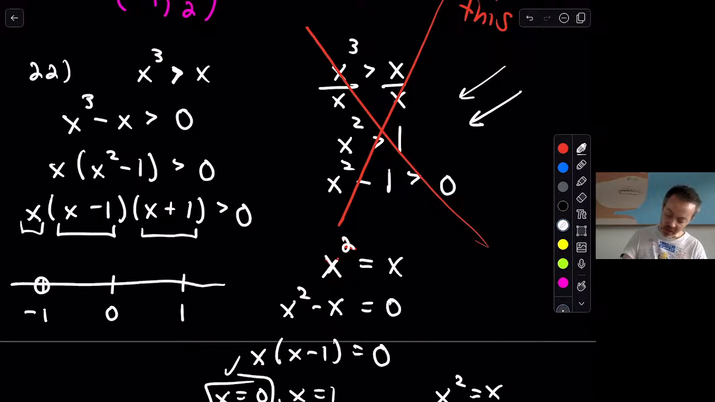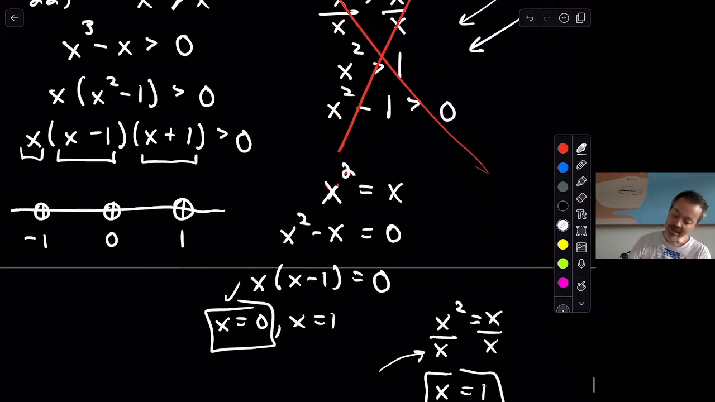None of those values are going to work, again because the inequality doesn't include the equal to part. If you have a greater than or a less than, you're getting 0, and 0 is not greater than 0, 0 is not less than 0. So those values never work.